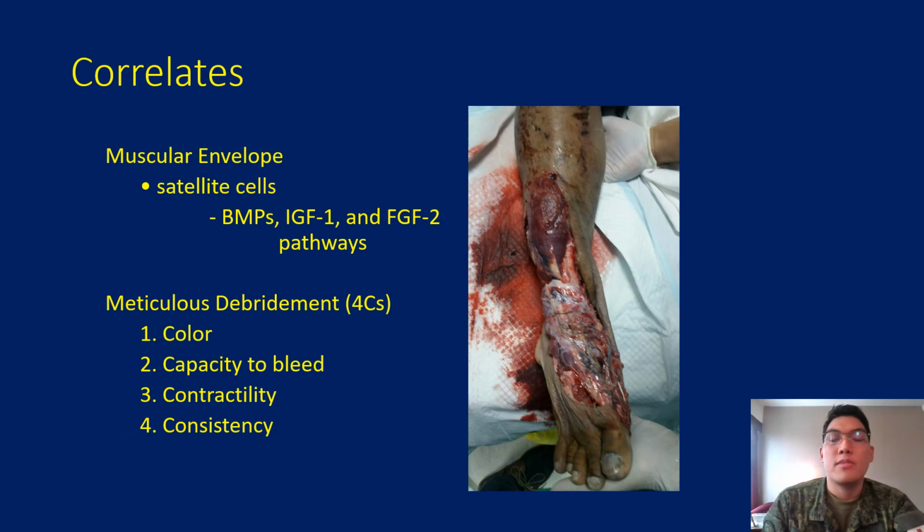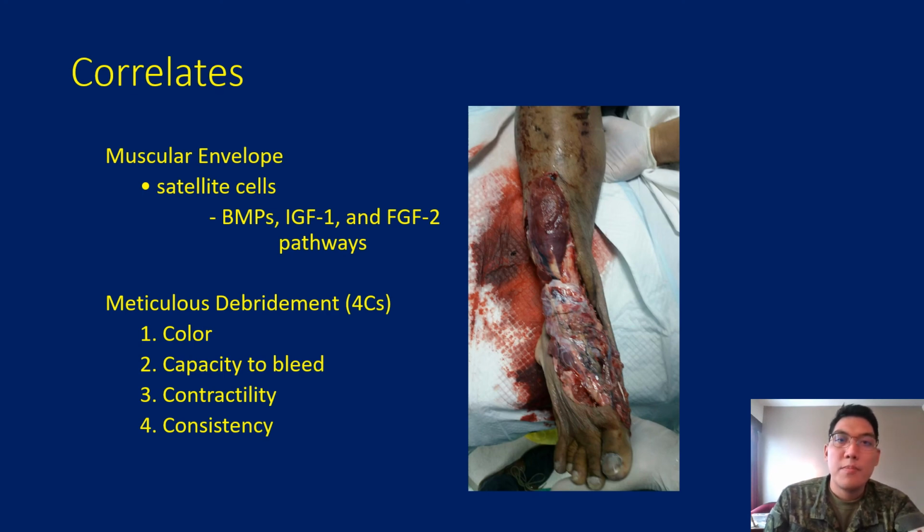Another importance of the skeletal muscle is that the surrounding muscular envelope provides a source of progenitor cells to the fracture callus, called satellite cells. These satellite cells have a role in the signaling and upregulation of the BMPs, IGF-1 and FGF-2 pathways typically observed in response to fracture. Hence, it's important to do only what's necessary, especially when dissecting the soft tissues.